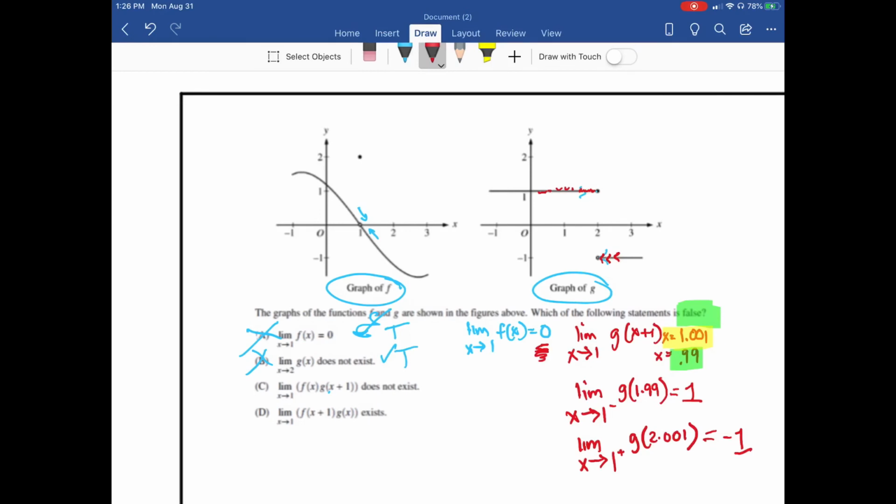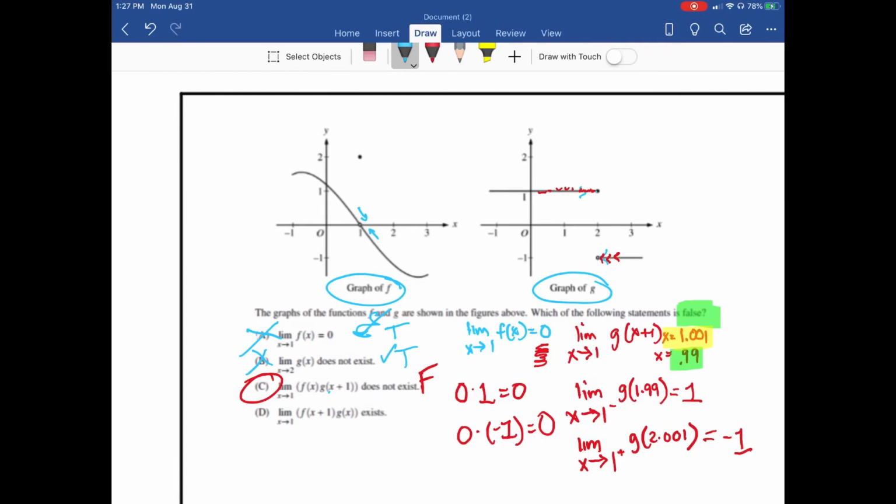And look at what the f of x is. It's 0. So when we take the product of f of x and g of x plus 1, that's going to be 0. If I'm thinking of 1 from the left, that would be 0 times 1, which is 0. But then the other scenario, 1 from the right, is 0 times -1, which is also 0. So part C, that limit actually does exist. So this is false. That's our answer.